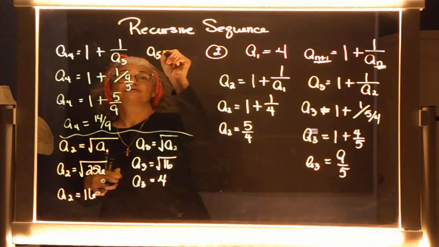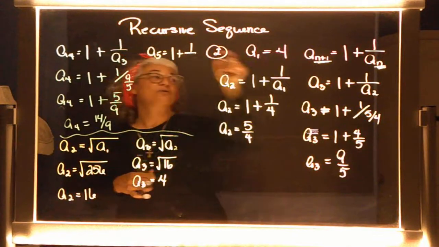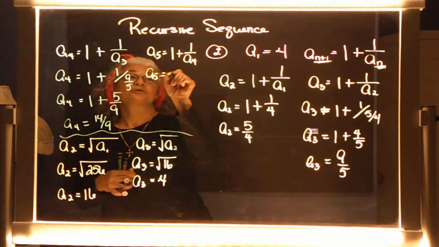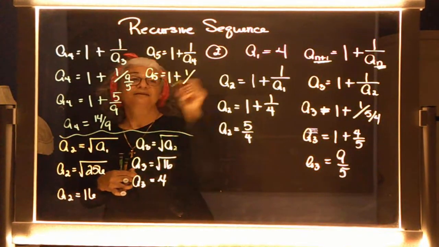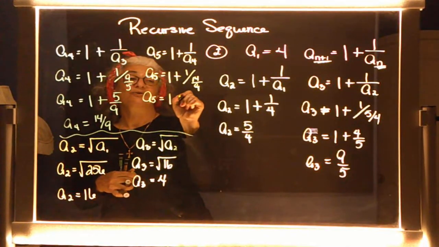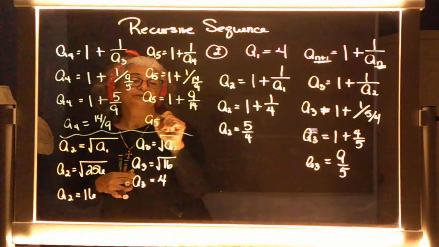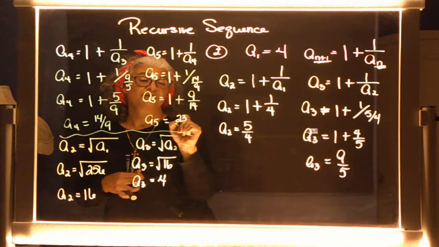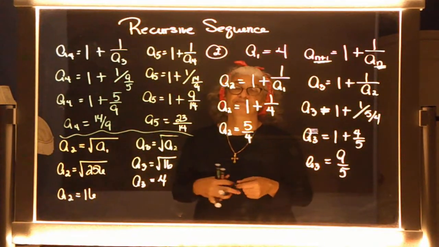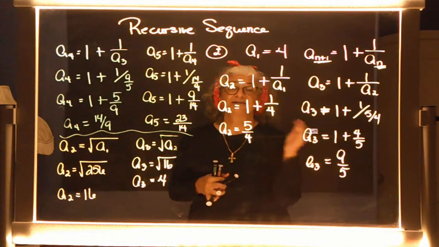A sub 5. Formula says 1 plus 1 over the term before it. So we're doing 1 plus 1 divided by 14/9. A sub 5 equals 1 plus 9 over 14 after you do the division, which means your 5th term is 23 over 14. Cool? Okay. Recursive sequences. Each term depends on the term before it.